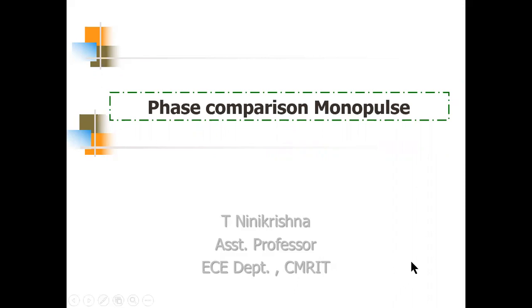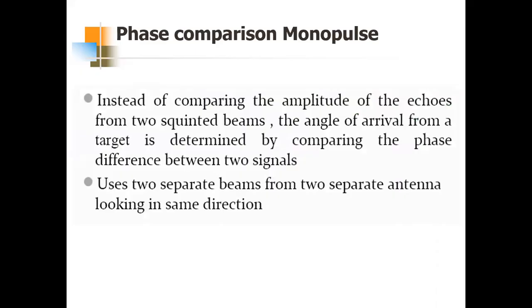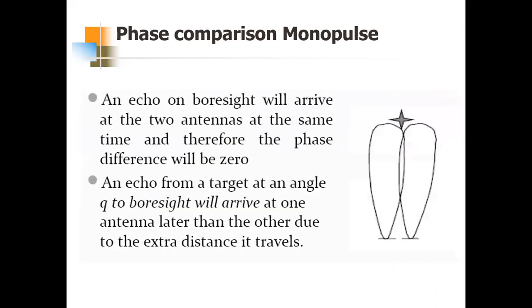The main difference between amplitude comparison and phase comparison monopulse is that in amplitude comparison monopulse, we were using two different beams which are squinted with respect to each other. Here in phase comparison monopulse, two separate beams are used, but there is no squint. They are both pointing in the same direction.